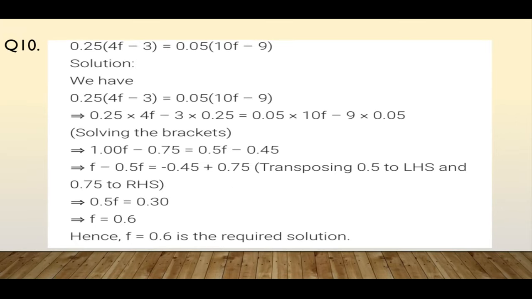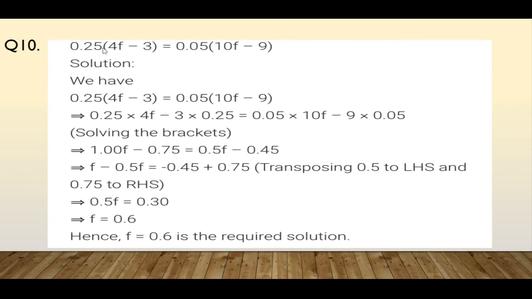In this question, you have 0.25 into (4f minus 3) is equal to 0.05 into (10f minus 9). The only complex thing in this question is dealing with decimals, okay? And most of you, please agree, make a lot of mistakes while solving the decimal part. So you have to deal with decimals very carefully.